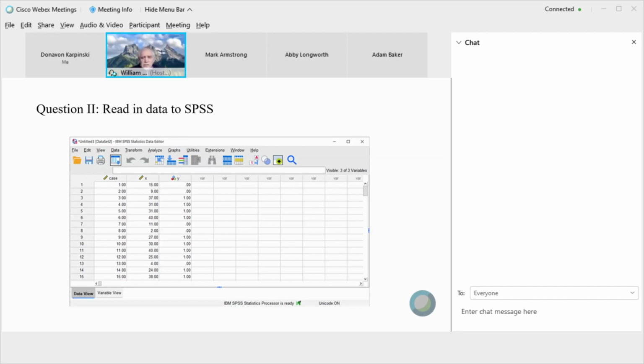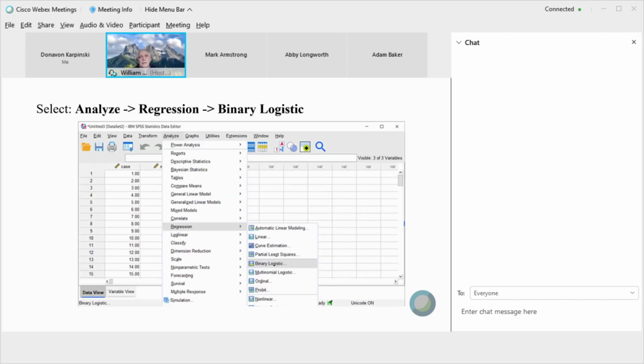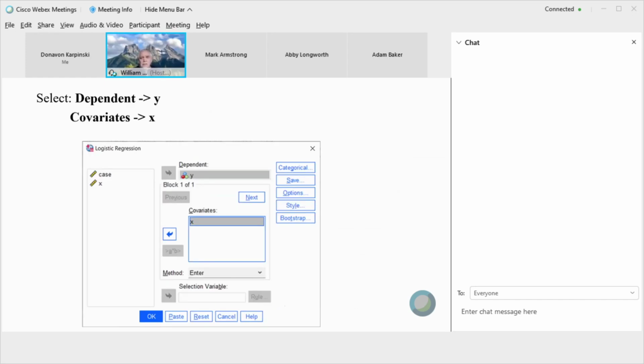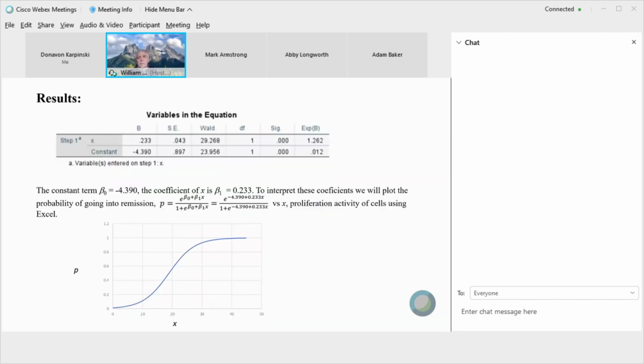For this, we would use binary logistic regression. So you go under Analyze, Regression, and then Binary Logistic. You'd select that. Up comes this box. You then have to identify the dependent variable. The dependent variable, in this case, is the 1, 0 variable, whether the person goes into remission or not into remission. The covariates are simply independent variables, variables that will predict the probability of going into remission. Press OK, and the analysis will come through.